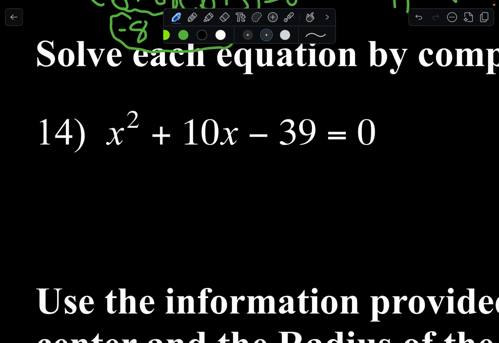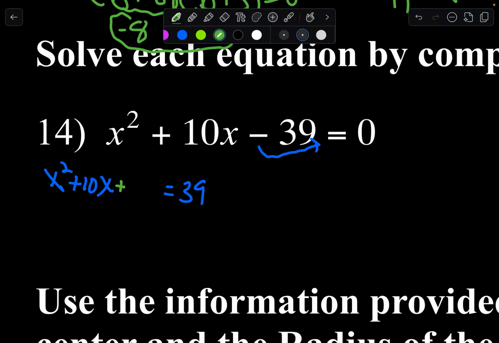The first step is to move the constant over. So we get x squared plus 10x equals 39. Now comes the fun part. Now we're going to take half of the number in front of x. Half of 10 is 5. We're going to square it and add to both sides.